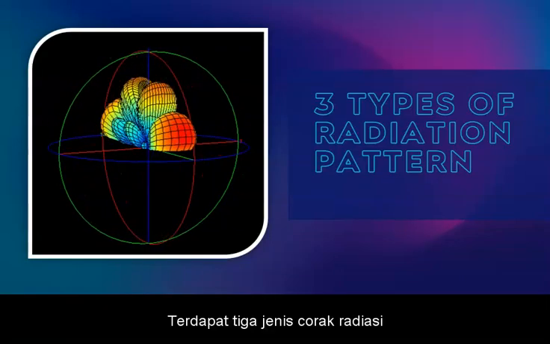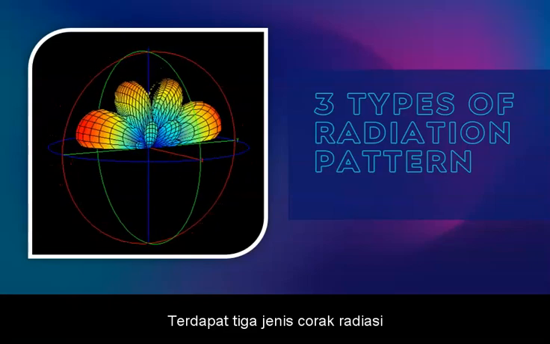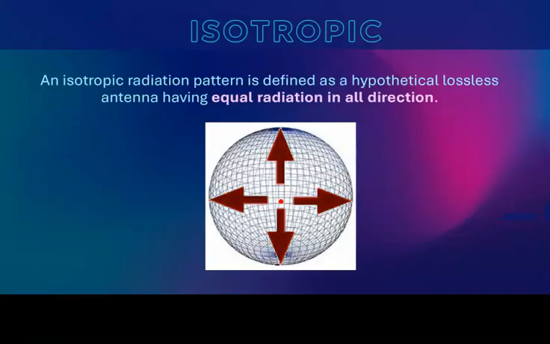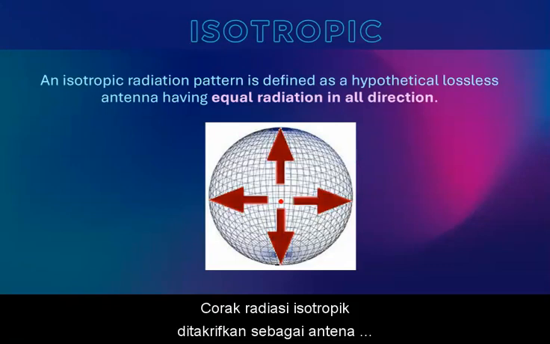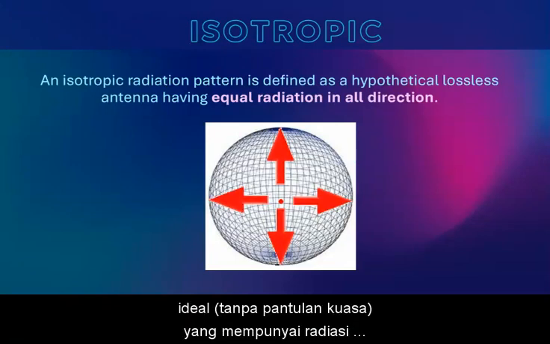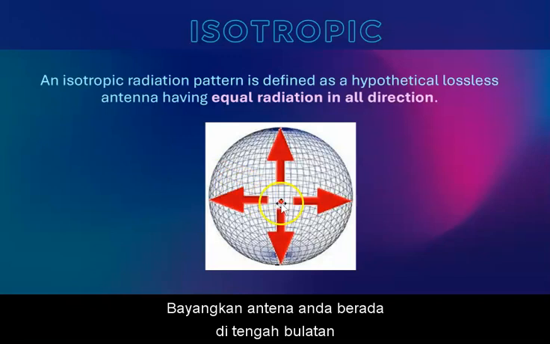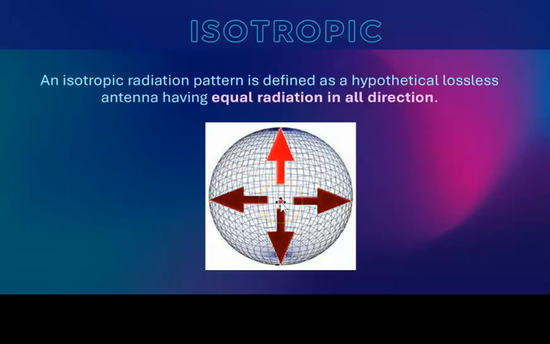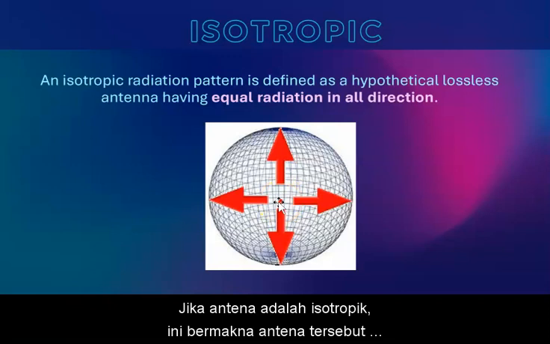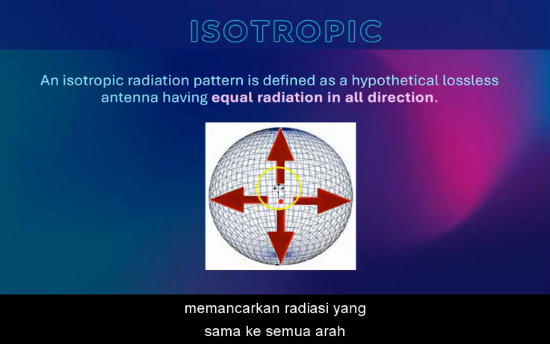There are three types of radiation pattern available. The first one is isotropic. An isotropic radiation pattern is defined as a hypothetical lossless antenna having equal radiation in all directions. Imagine that your antenna is placed in the center here. So if you have an antenna which is isotropic, it means that the antenna is radiating equally in all directions.